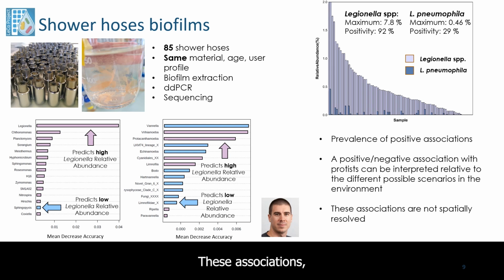These associations, of course, are not spatially resolved. This means that we might be seeing associations of bacteria that never really have an encounter in the shower hoses, just because we're not looking at a spatially resolved sample.